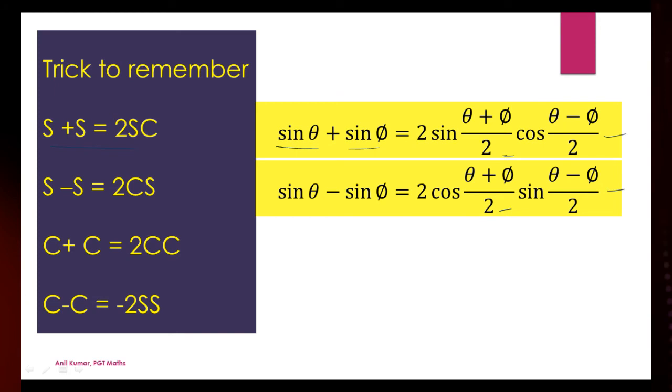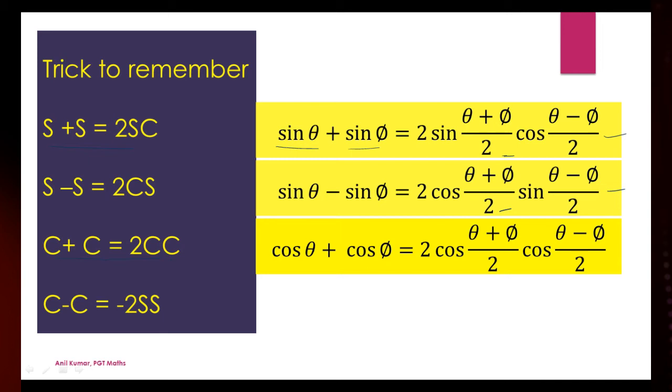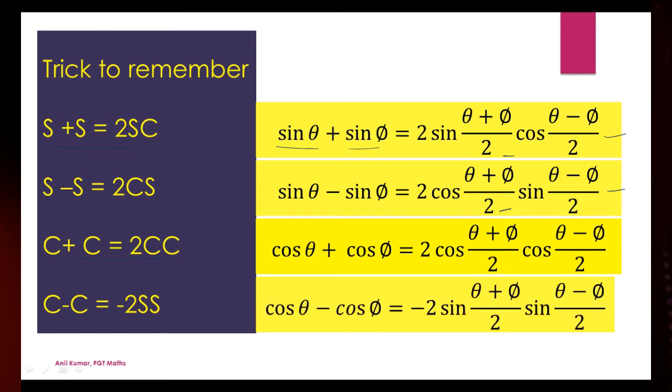Next is the sum of cosines: cos theta plus cos phi is equal to 2 cos of (theta plus phi) by 2 cos of (theta minus phi) by 2. And the next is cos theta minus cos phi, which is minus 2 sin of (theta plus phi) by 2 sin of (theta minus phi) by 2. Let's solve the problems based on these four identities.